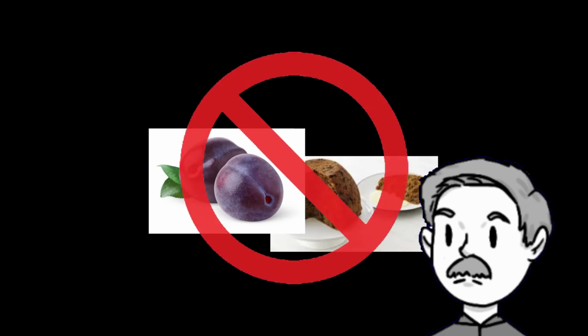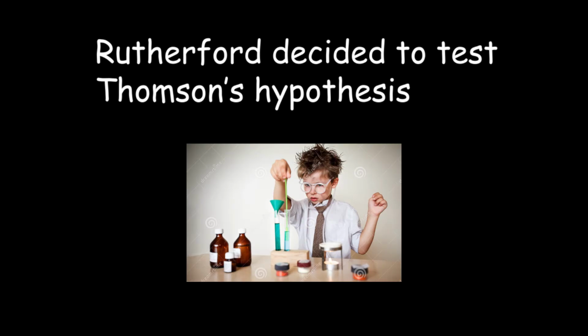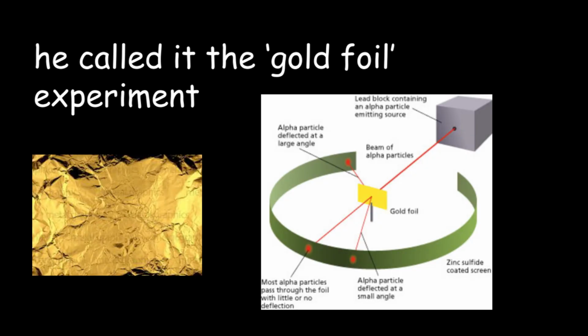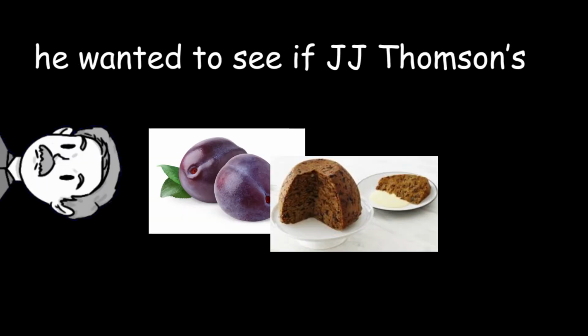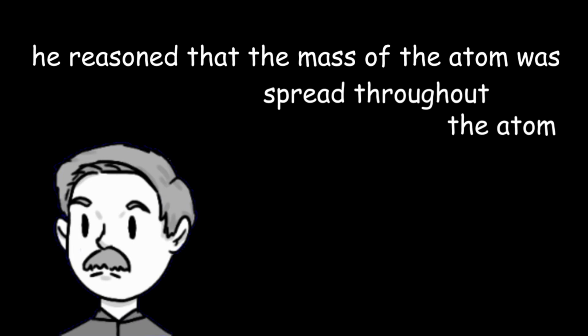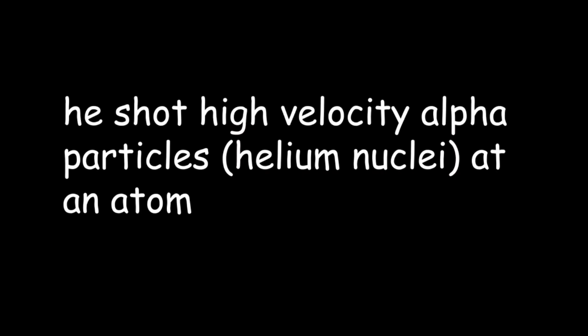It was due to Rutherford's discovery that the plum pudding model was no longer accepted. Rutherford decided to test Thomson's hypothesis by performing his own experiment. He called it the gold foil experiment. He wanted to see if J.J. Thomson's plum pudding model was correct, and if it was, he reasoned that the mass of the atom was spread throughout the atom. In the experiment, he shot high-velocity alpha particles, helium nuclei, at an atom, and there would be little to deflect the alpha particles.